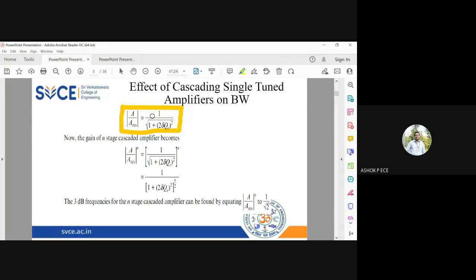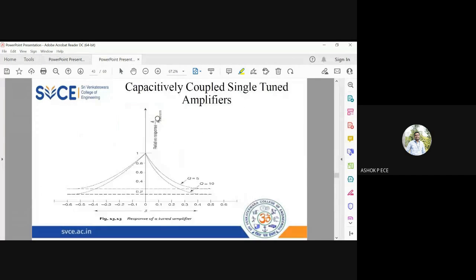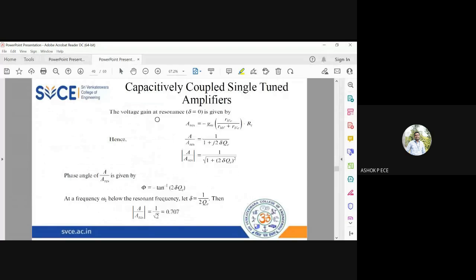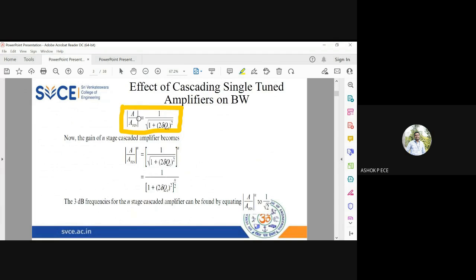If you cannot understand where we get this expression, see yesterday's class. See here, this expression, we have got this ratio, right? The same thing I'm going to use for studying the effect of cascading on bandwidth. See this expression and this expression, both are going to be the same. So this is for one amplifier.